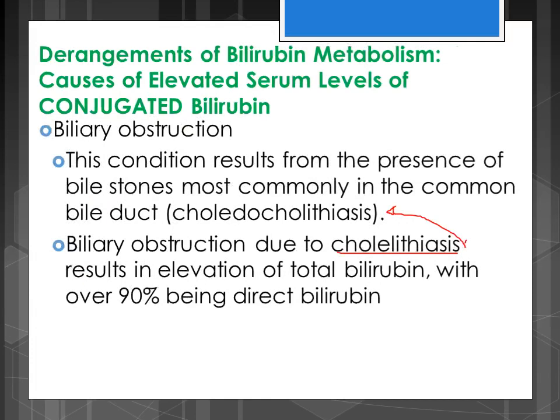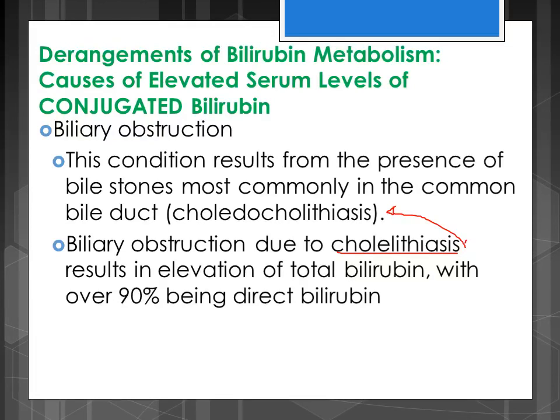Okay, biliary obstruction due to cholelithiasis results in elevation of total bilirubin, with over 90% being direct bilirubin or the conjugated type of bilirubin. Okay, guys, in adults, do you consider yourself adult already? Cholelithiasis is the most common cause of hyperbilirubinemia. Okay, so this is the most common.